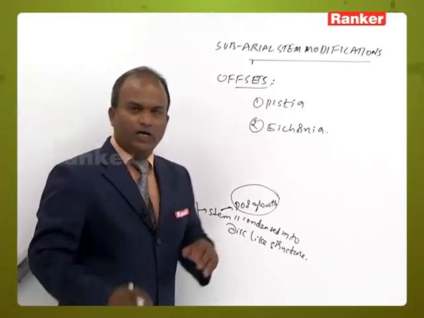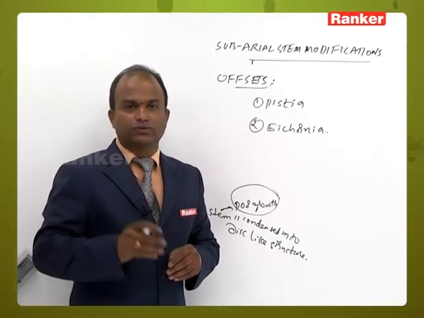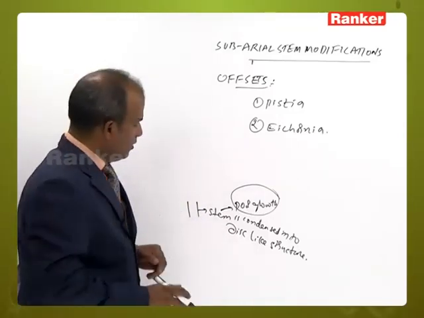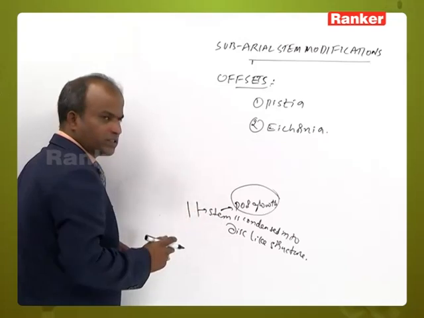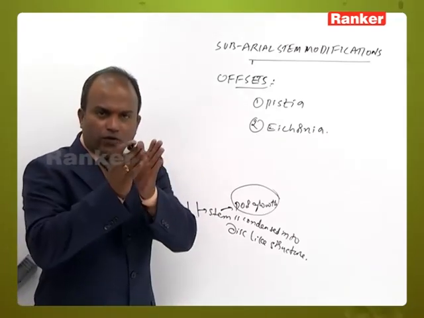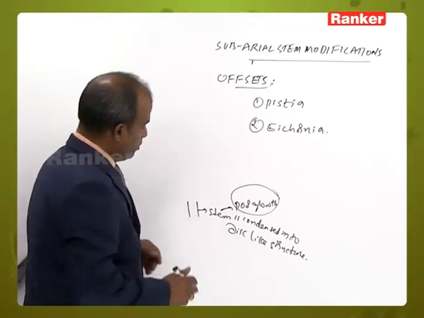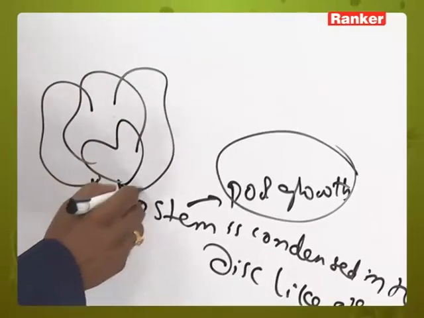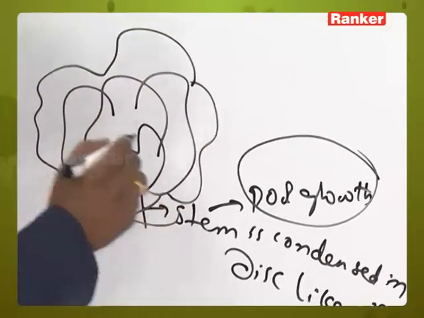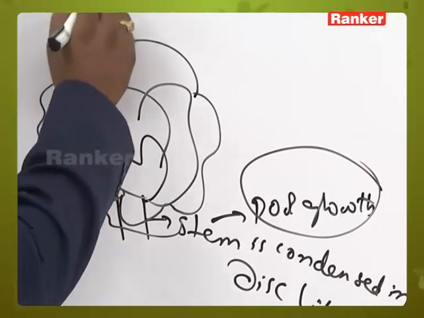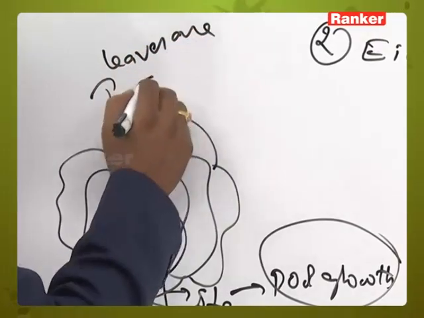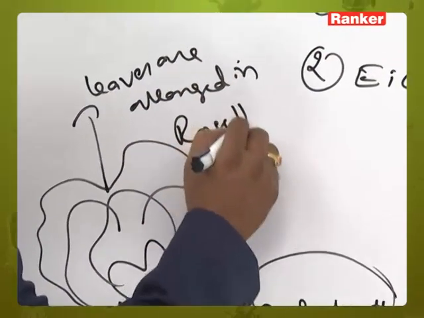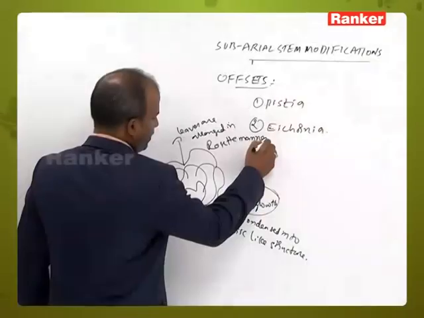If the stem is condensed, leaves develop from the nodes. Are the leaves arranged in rosette manner? Yes, the leaves developing from the condensed stem, where nodes and internodes are very close to each other, are arranged in rosette manner. Leaves are arranged in which manner? Rosette manner.